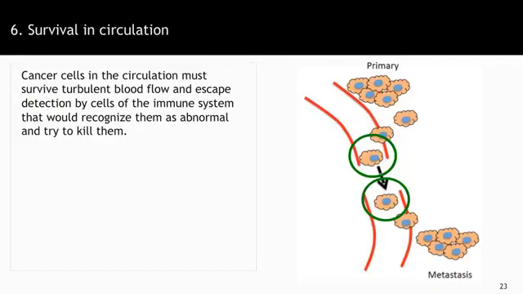The next step is survival in the circulation. Cancer cells in the circulation must survive turbulent blood flow and escape detection by cells of the immune system that would recognize them as abnormal and try to kill them. You can see why Dr. Fidler felt that successful metastasis was a stochastic event, as many cells are killed in the circulation as they try to survive the turbulence.